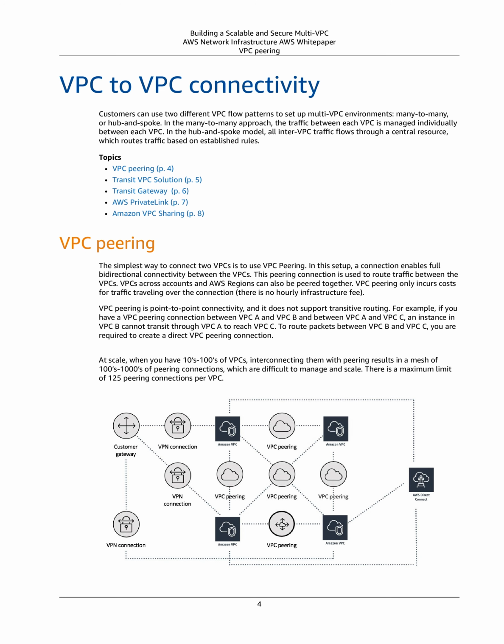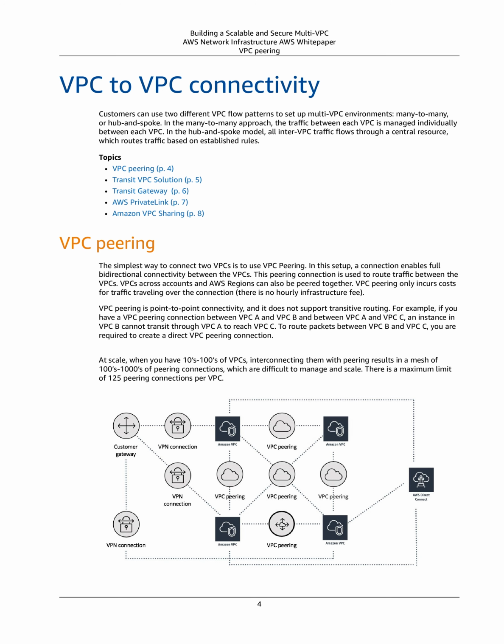VPC peering only incurs costs for traffic traveling over the connection. There is no hourly infrastructure fee. VPC peering is point-to-point connectivity, and it does not support transitive routing. For example, if you have a VPC peering connection between VPC A and VPC B and between VPC A and VPC C, an instance in VPC B cannot transit through VPC A to reach VPC C. To route packets between VPC B and VPC C, you are required to create a direct VPC peering connection.